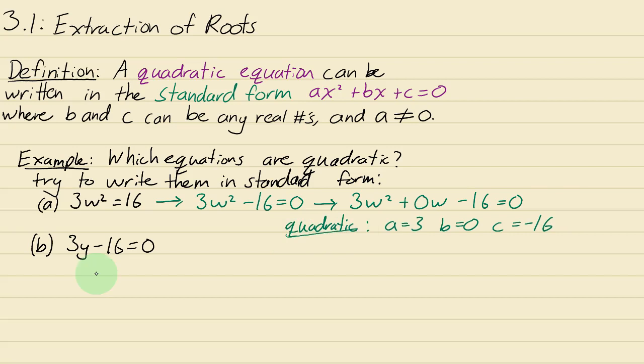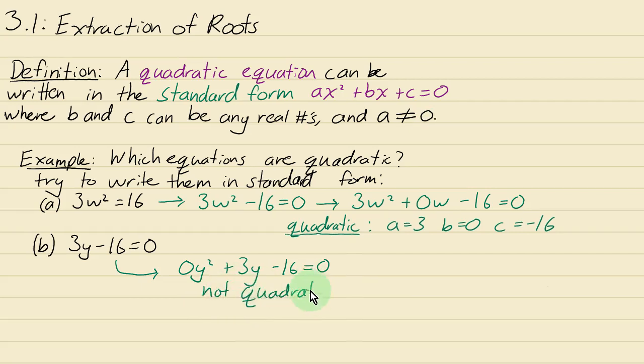And how about with this next one? Let's see. It already has 0 on the right side, which it should in standard form. And you could write it as 0 times y squared plus 3y minus 16 equals 0. The problem is that the a is not allowed to be 0, so this is not quadratic. It is actually linear.